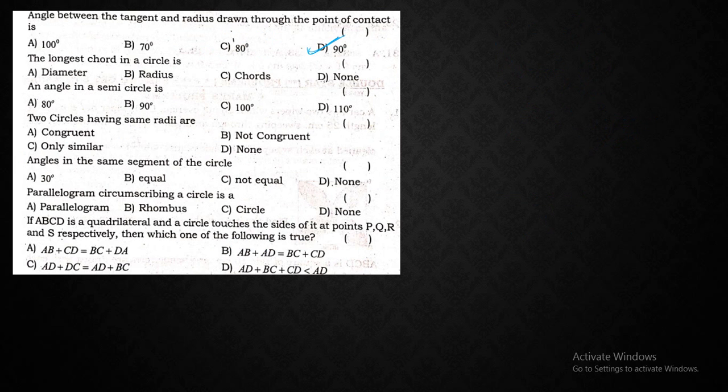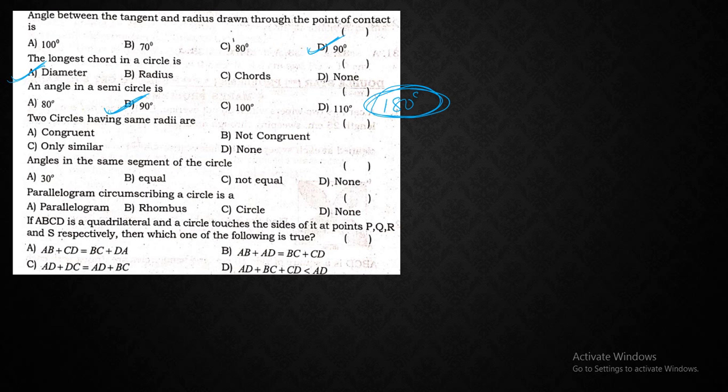Next, the longest chord in the circle. The longest chord is the chord which passes through the center, and hence it is the diameter. An angle in a semicircle is 90 degrees. If we ask for the angle at the center of the semicircle, then it is 180 degrees.